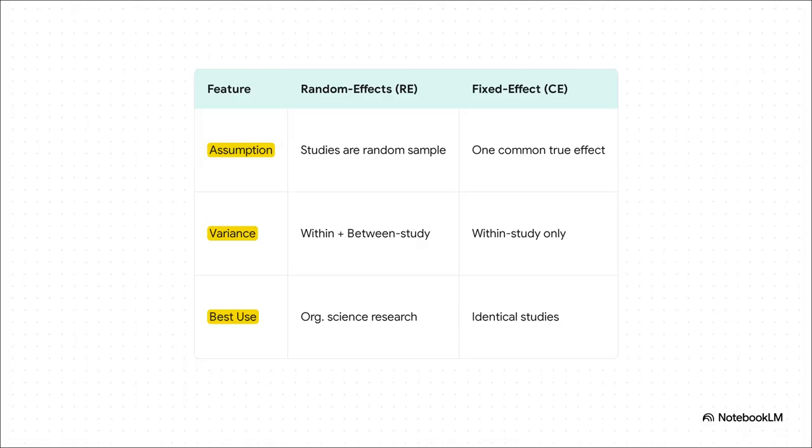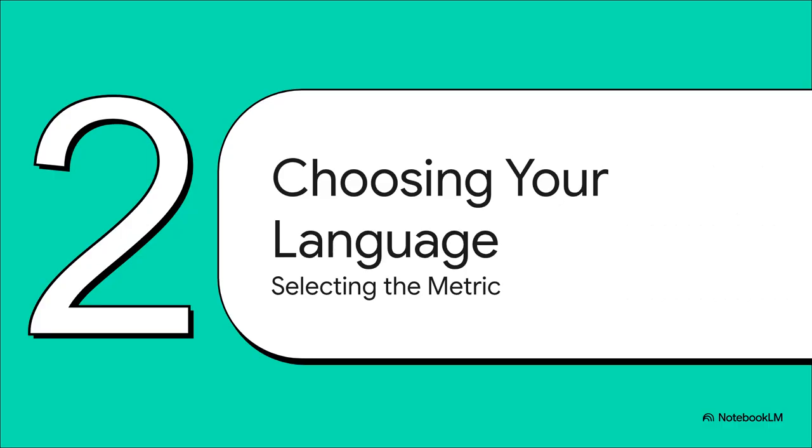So you have two models here, the fixed effects model and the random effects model. The fixed effect model assumes there's only one true answer out there, and all the variation you see is just random noise. But the random effects model assumes the true effect itself can actually be different from study to study. And you know, in the social sciences, where context is everything, the random effects model is pretty much always the right choice.